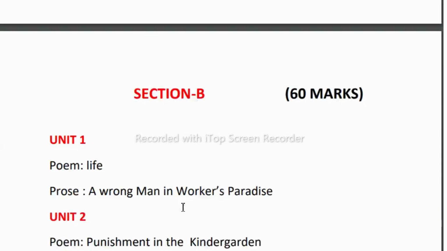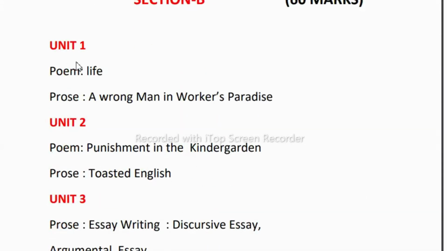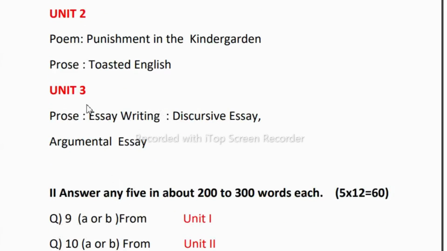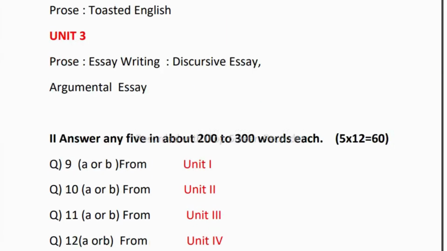Now in Section B, in the first unit you will have the poem Live and the prose A Wrong Man in Workers' Paradise. Under the second unit you will have the poem Punishment in the Kindergarten and the prose Toasted English. And under the third unit you will have prose essay writing, which is the discursive essay and the argumentative essay.